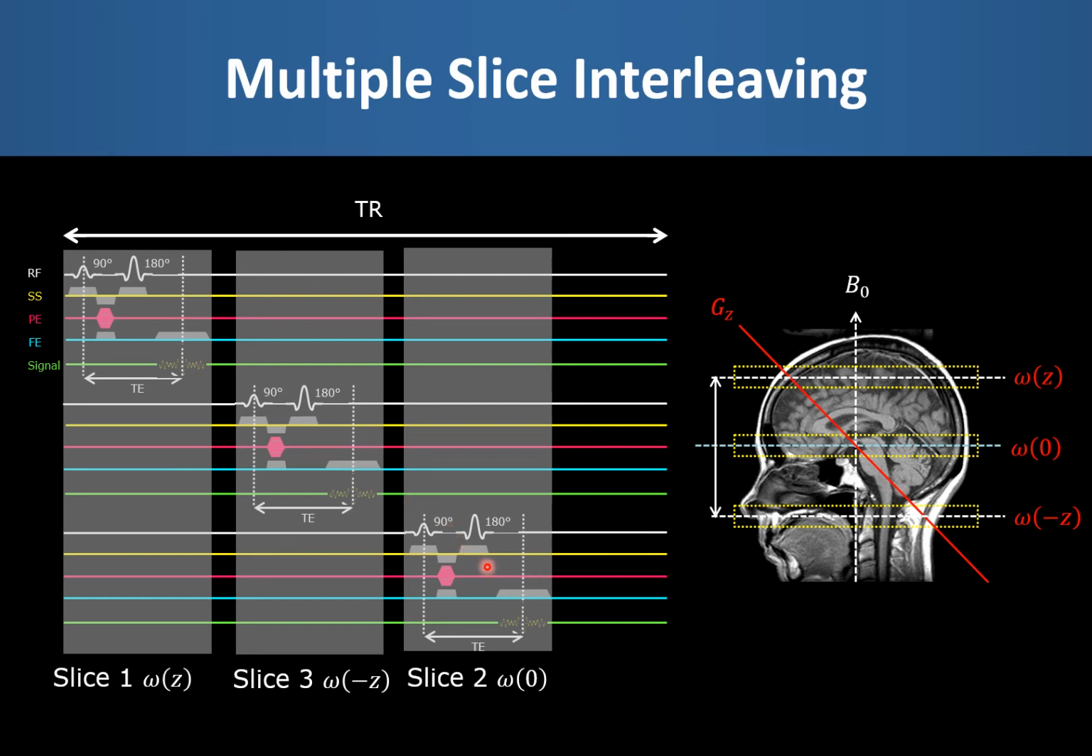In a T1 weighted scan with a TR of around 500 milliseconds, we could fit approximately 30 slices into the TR. So although it's going to take several minutes to acquire the data, it does mean that we will acquire 30 slices during that time period.